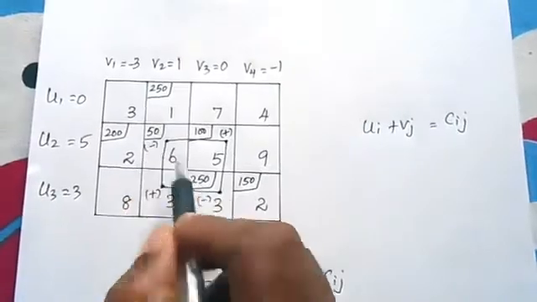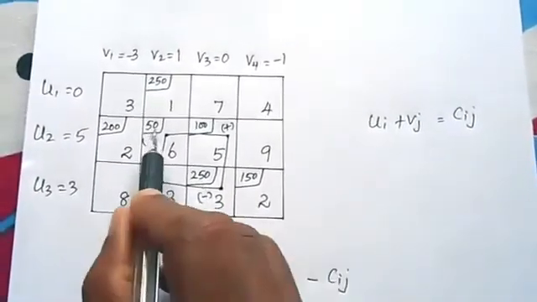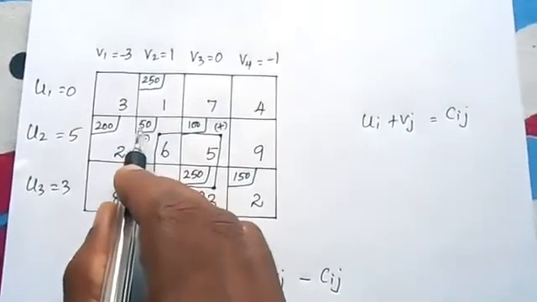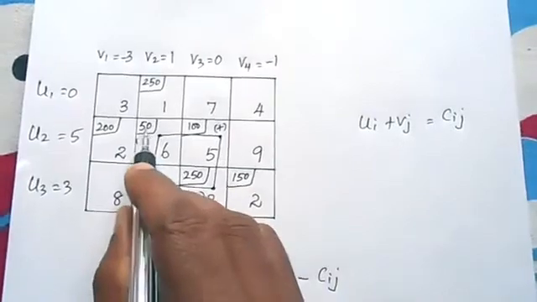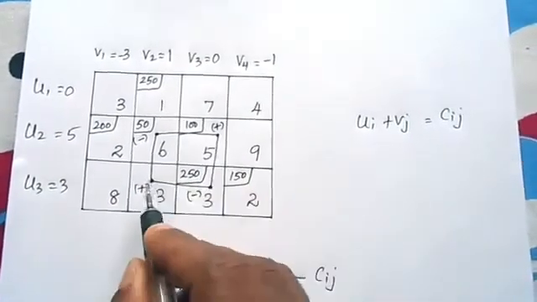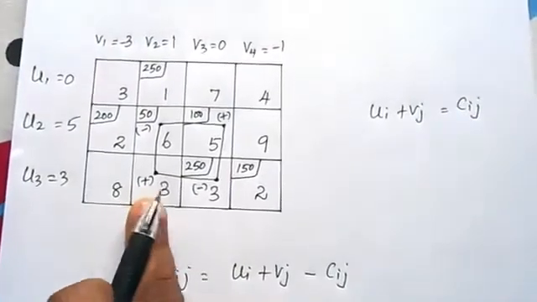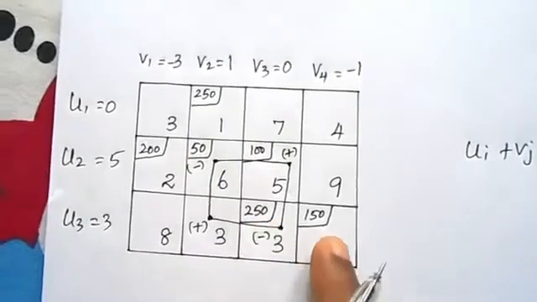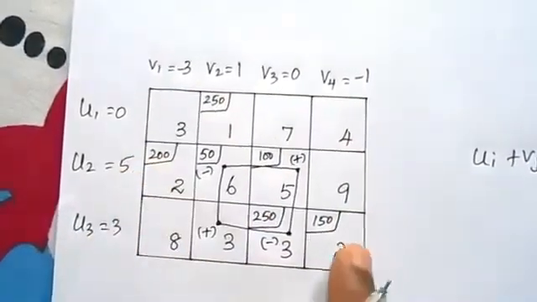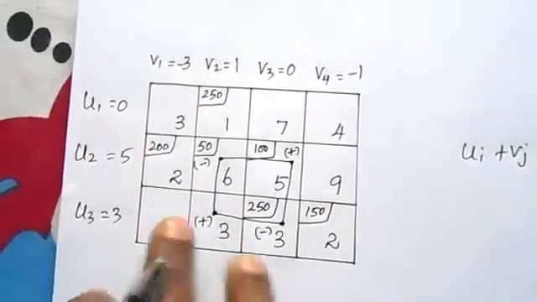Now just compare the allocated values. Which one is least? 50 or 250? 50 is least. Now we have to subtract 50 from this cell and from this cell, and you need to add 50 to this cell and to this cell. So then this cell will be called an allocated cell after adding 50. Except the loop cells, all other allocated cell values, that is 200, 250, 150, just write these values as they are.